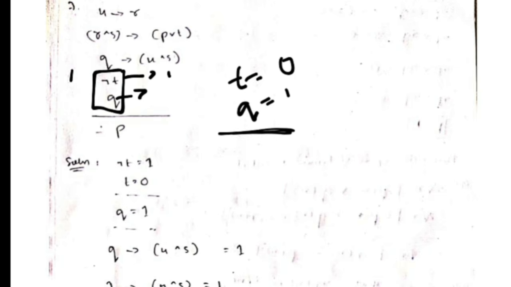Not t and q means q is 1 and not t is 1. If not t is 1, that means t's value is 0. We got the t's value and q's value also, which is 1. Now, by using both these values, we will be solving the upper equations.